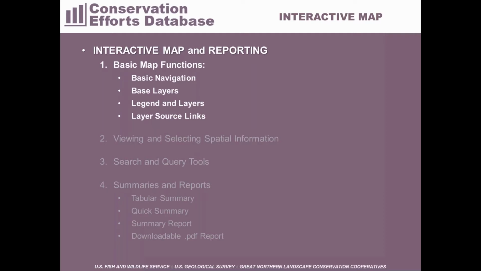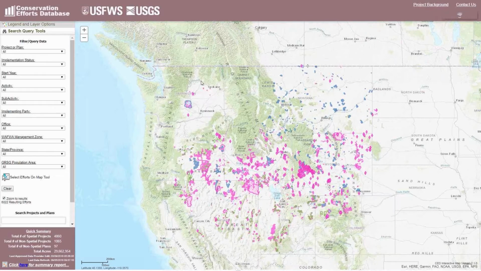So we'll first do a demo here on the basic map functions, which will include the basic navigation, base layers, legend, and layers. And then we'll get into some source layer links here. So we're going live here, a live demonstration of the basic map functionality. Like many decision support tools and interactive maps, the CED interactive map has the ability to pan and zoom.